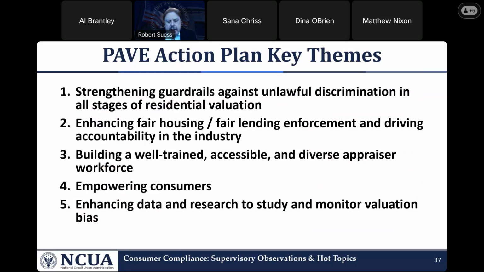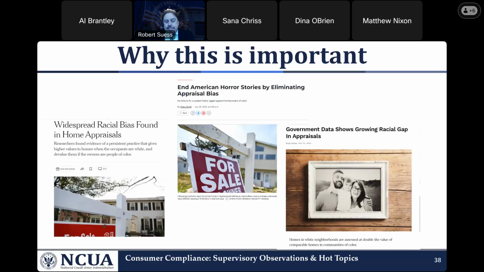Here are the key themes of the PAVE action plan. Strengthening guardrails against unlawful discrimination in all stages of residential valuation, enhancing fair housing and fair lending enforcement, and driving accountability in the industry, building a well-trained, accessible, and diverse appraiser workforce, empowering consumers, and enhancing data and research to study and monitor valuation bias. Next slide, please.